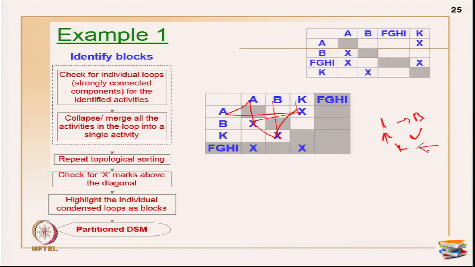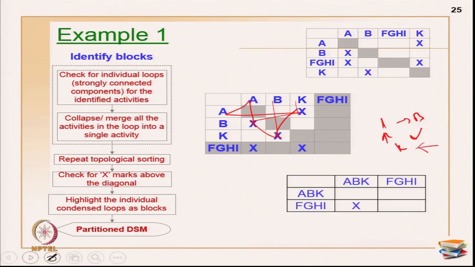When raised to power 3, there is a cycle of length 3. So, now what you have to do is merge this A, B, K as one activity, and F, G, H, I as one activity. When you are merging, you get a relationship here. So, this is automatically topologically sorted. Otherwise, you may have to repeat the process again. Automatically, I have an X mark below the diagonal, so this implies the matrix is sorted already.